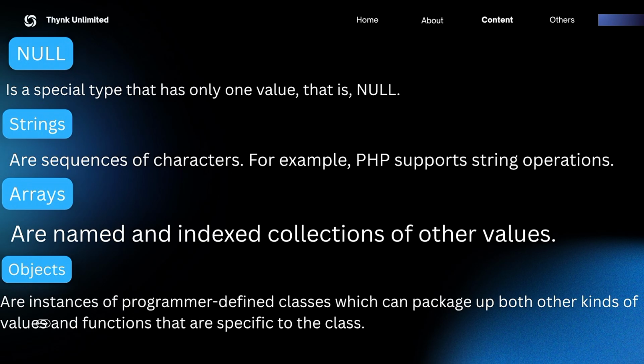Now that we've discussed integers, doubles, and Booleans, let's explore the remaining PHP variable types that make the language flexible and powerful. NULL, strings, arrays, and objects. NULL. The null data type is a special type that represents the absence of any value. It can hold only one possible value, null itself. When a variable is assigned null, it means that it doesn't contain any data, or that the data it used to hold has been intentionally cleared.